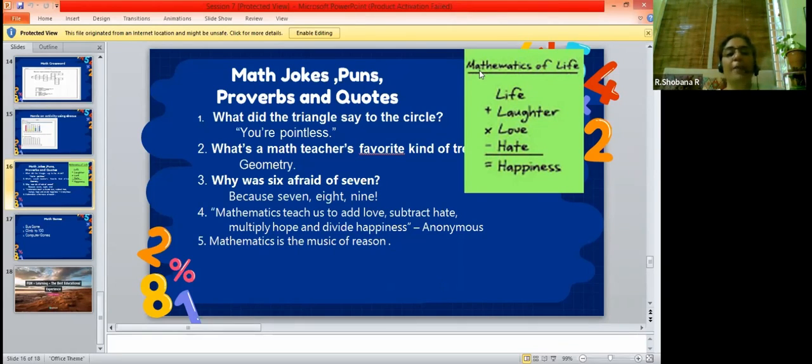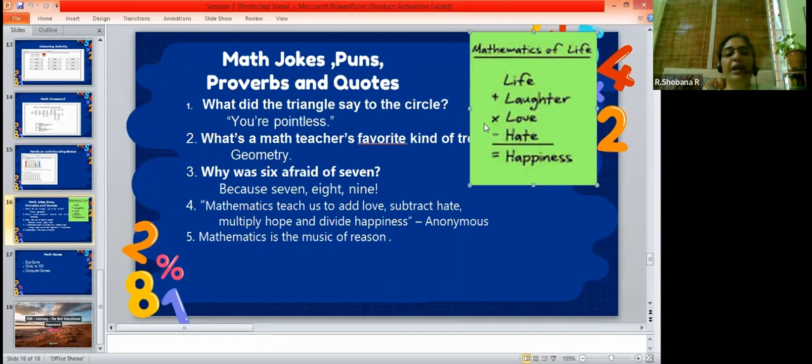So what is the maths teacher's favorite kind of tree? Geometry. This one a child actually asked me, ma'am, I know what your favorite tree is. We have a large banyan tree in school. So I said, is it the banyan tree in the school? She said, no, ma'am, it will be geometry. Then I said, no, it's not geometry. Then what is it, ma'am? No, ma'am, it's a joke because you're a maths teacher. I said, no, I'm a maths teacher, so I like symmetry. She said, yes, ma'am, that's a good one.